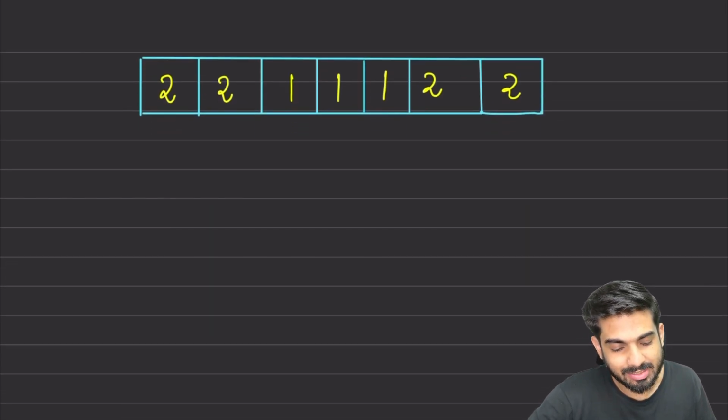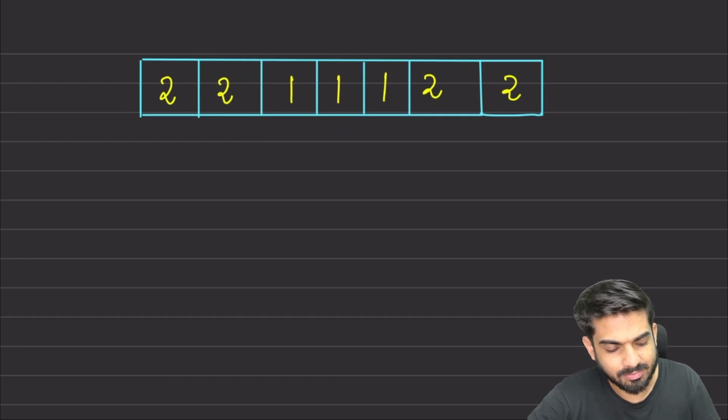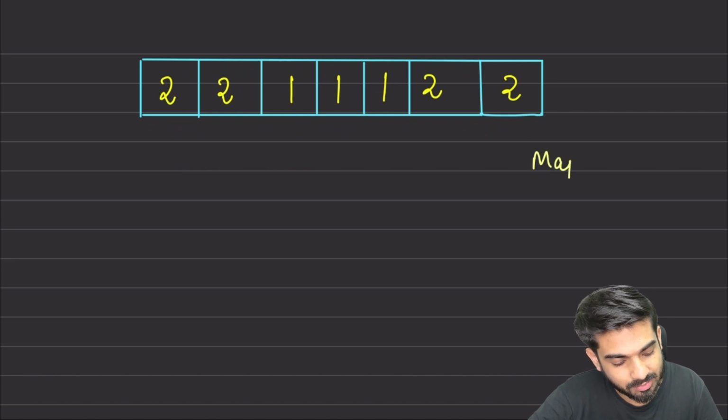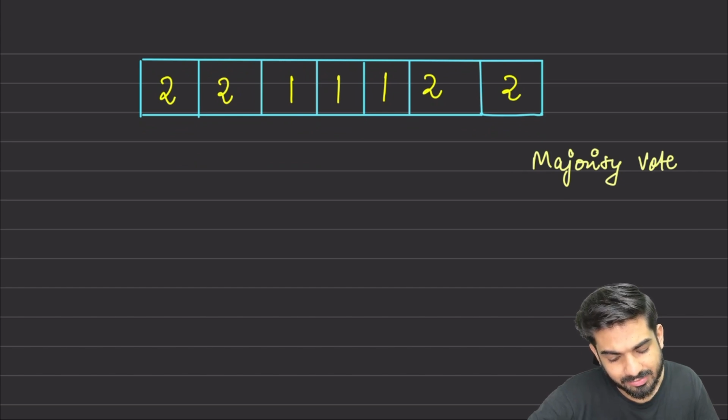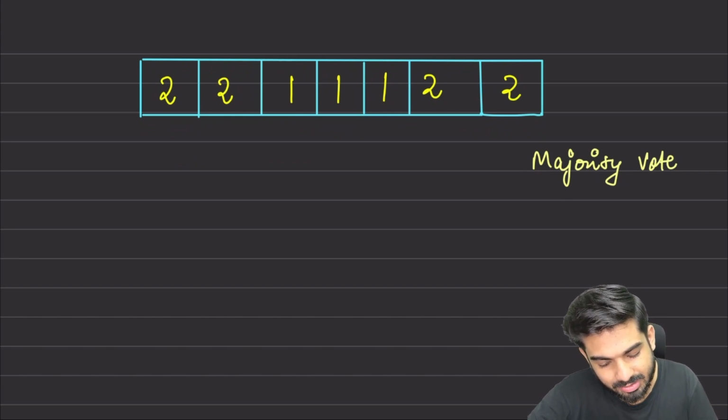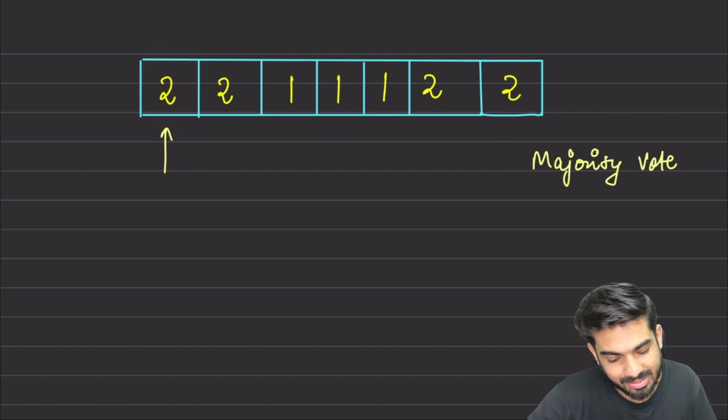First of all, we'll try to see an easy version of this question, just to understand the intuition. If I give you this particular array and ask you to find the element that has the majority of the votes, what will happen? We can see that the first element is 2. So initially, if we see only this part of the array, that will be the maximum element.